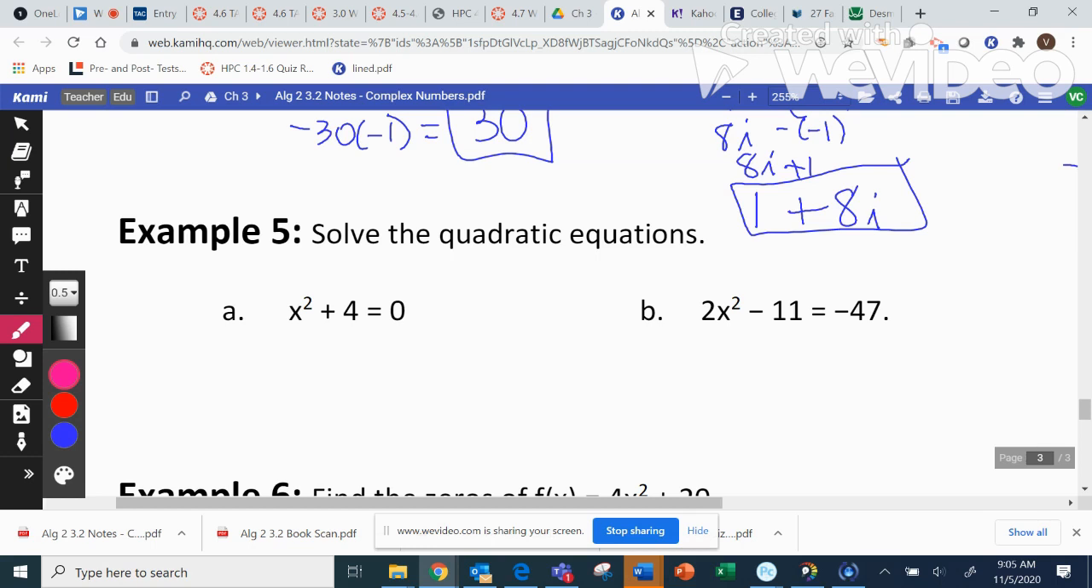How many people prefer graphing as their number 1 choice? Me neither. How many people prefer factoring? Okay, we can try factoring.